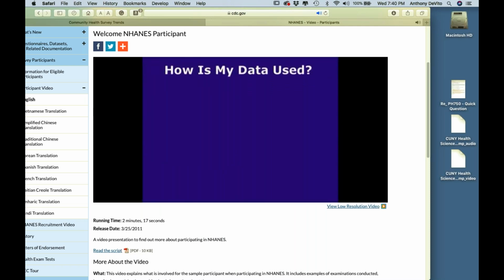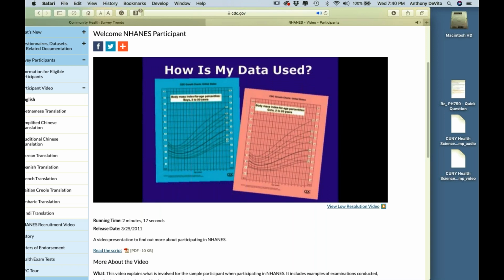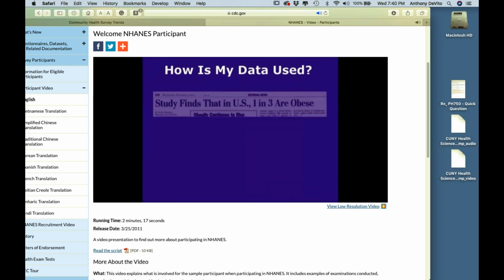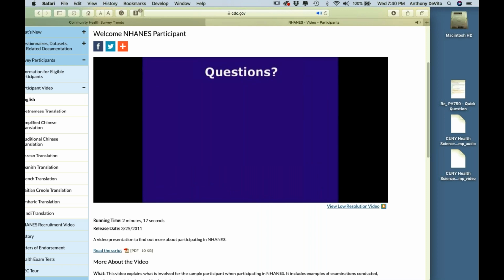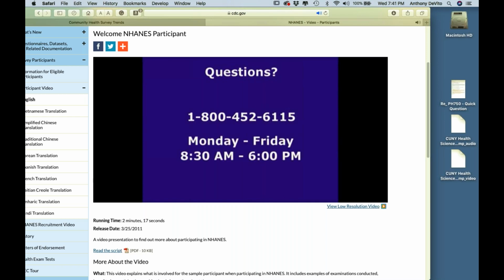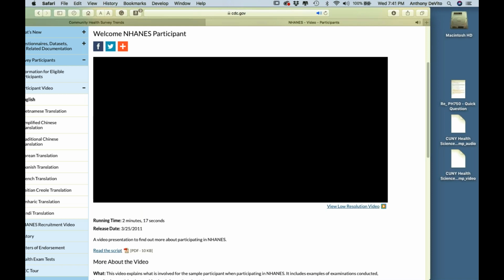NHANES data is used for many important national health purposes. For example, you may be familiar with the pediatric growth charts found in doctors' offices to monitor children's height and weight. NHANES data is also often used to identify national health trends. This includes the tracking of obesity, diabetes, and high blood pressure. If you have questions concerning our survey or would like more information, please contact our toll-free number listed on your introductory letter. The number is 1-800-452-6115. We're available Monday through Friday, 8:30 a.m. to 6 p.m. Eastern Time.